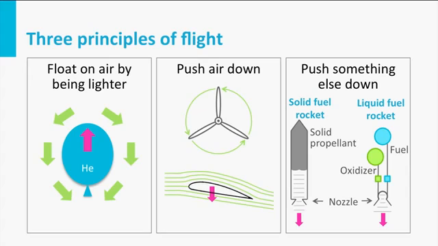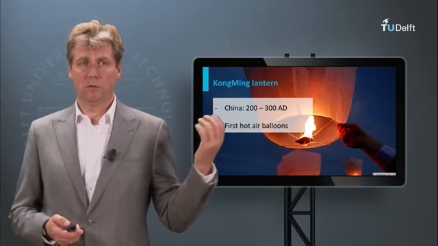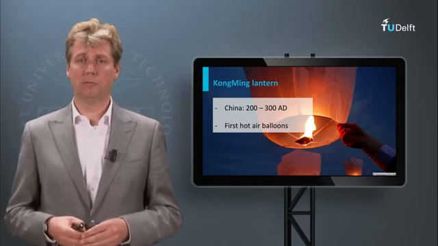The first principle in which we flew was the one on the left here, by being lighter than air. In the previous lecture I called the 20th century the century of flight, but humans were able to fly well before the 20th century. In fact, the balloon itself was already invented in the 3rd century, and this is the Kongming lantern. It's a Chinese invention, a hot air balloon.